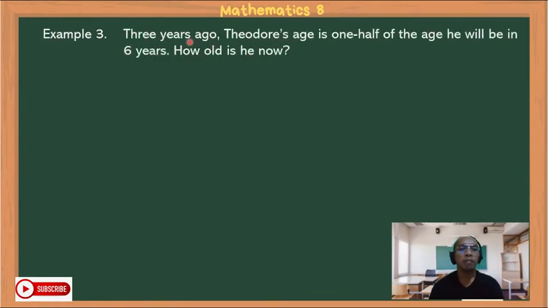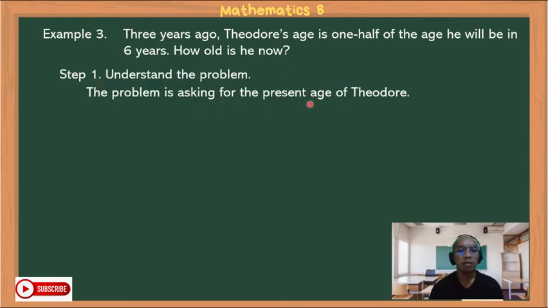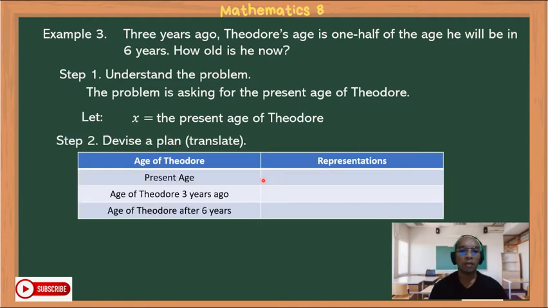So, third problem. 3 years ago, Theodore's age is one half of the age he will be in 6 years. How old is he now? The problem is asking for the present age of Theodore. You can solve in any method, but for this case, I will be using a table to solve this particular problem.